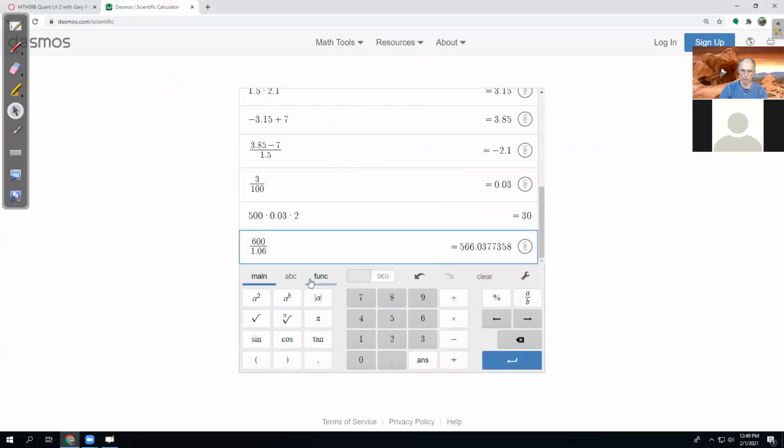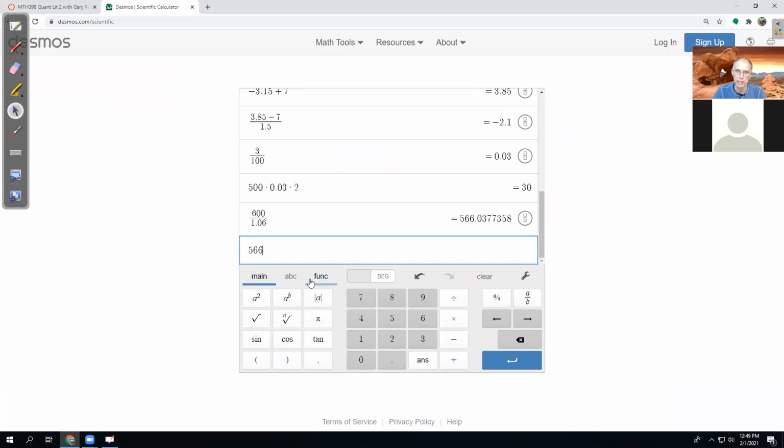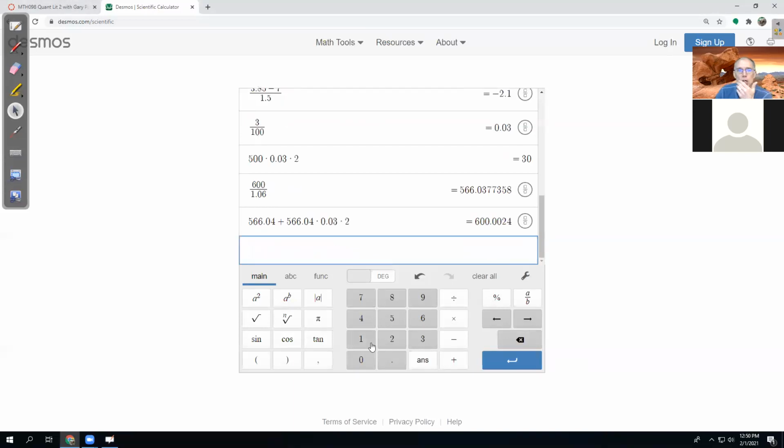Yeah. All right, so let's see. 566.04 plus 566.04 times 0.03 times 2. Oh, decimal point. And I get about $600. Now notice, because I rounded up here, I ended up with a little over $600. But close enough. It worked. All right, my turn to shut up and let you guys play with the lesson.